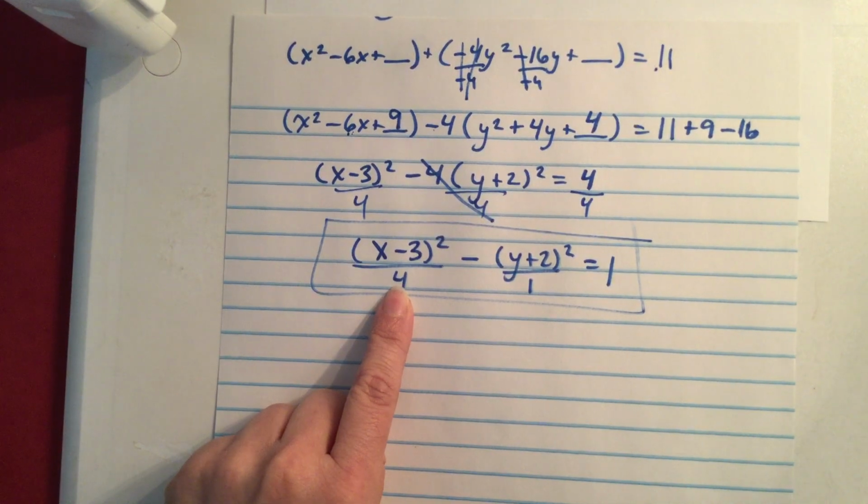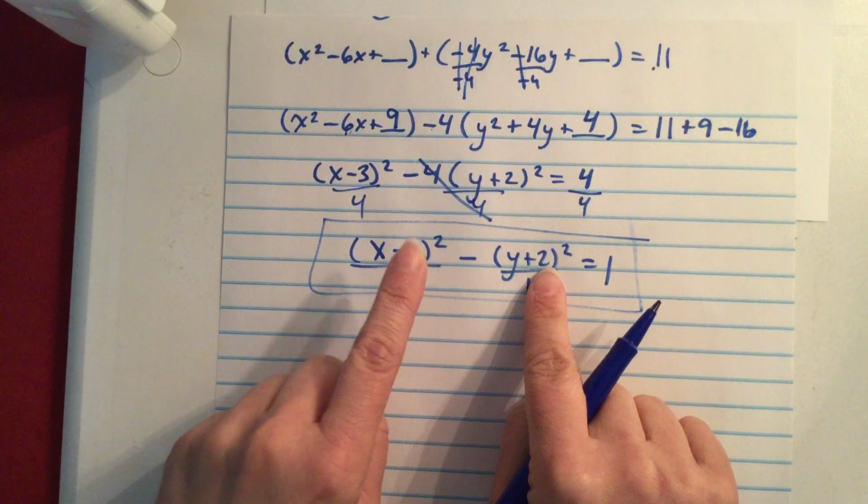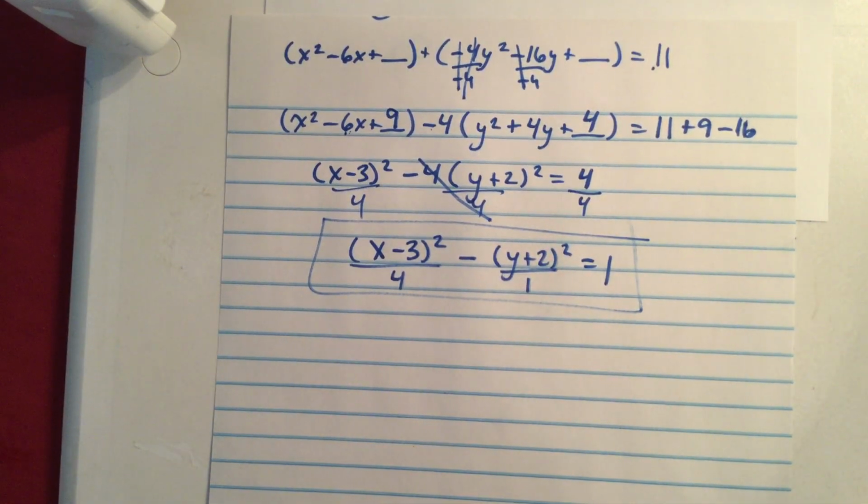A, the square root of 4 is 2. B, the square root of 1 is 1. The center of your hyperbola would be 3 and negative 2. So again, lots of information.